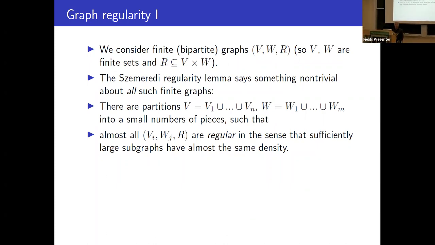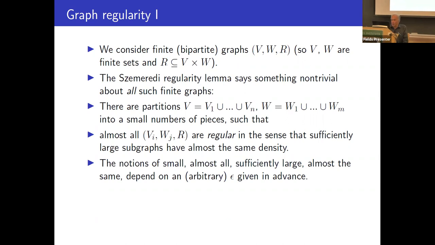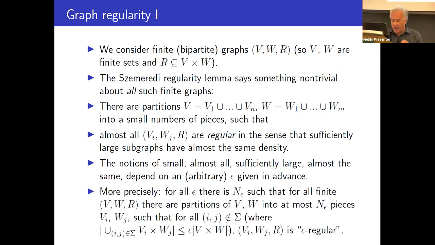This is the informal statement, which I think is conceptually quite clear, except what does almost all mean? So the notions of small, almost all, sufficiently large, etc., depend on an epsilon given in advance. More precisely, for every epsilon, there is an N epsilon. So the quantifiers are important, but in logic we can deal with quantifiers at least. So for all epsilon, there's a number N epsilon such that for all finite graphs V, W, R, there are partitions of V, W as above into at most N epsilon pieces.